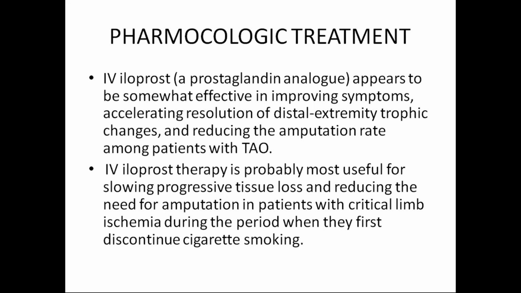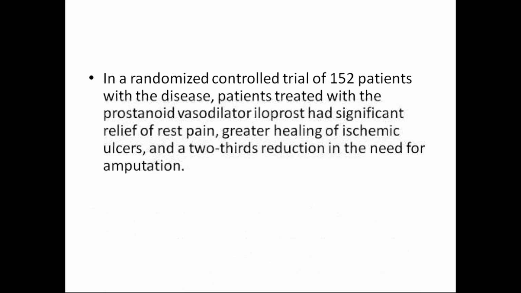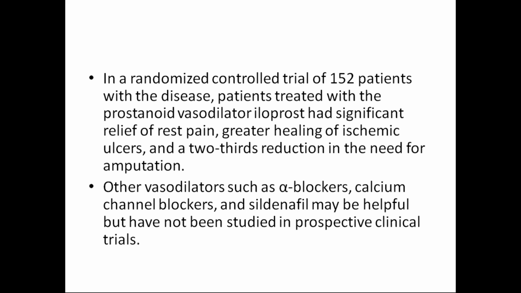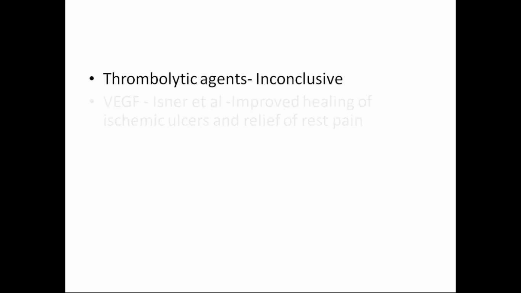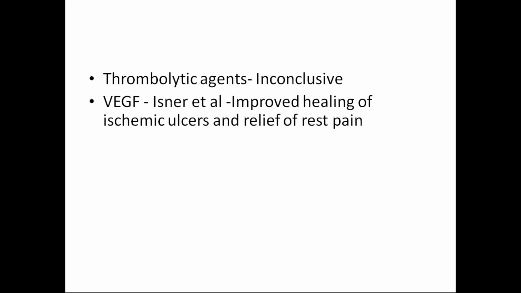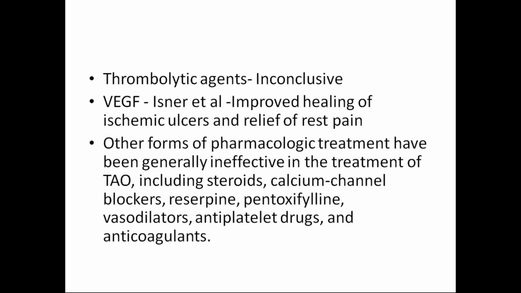It slows the progression of the tissue loss and reduces the need for amputation with critical limb ischemia. Okay, so some randomized control trials show reduction in the need of amputation. Other vasodilators like alpha blockers, calcium channel blockers, sildenafil, etc. are also used in the trials. Thrombolytic agents don't help. Endothelial growth factors, especially for relief of ischemic pain.